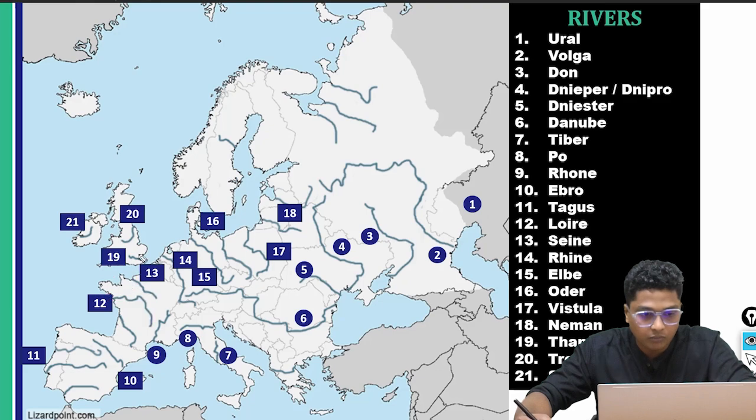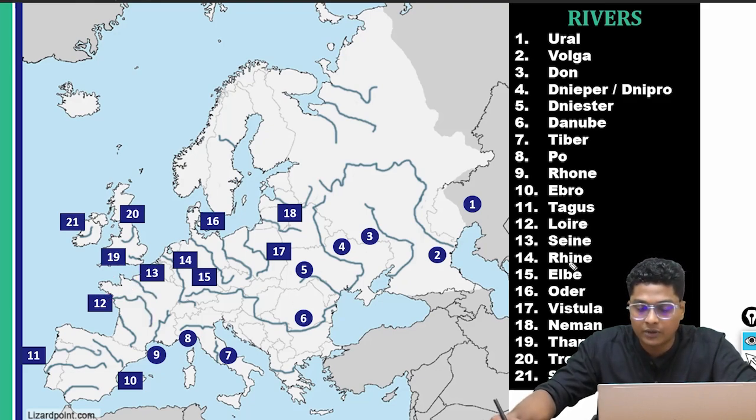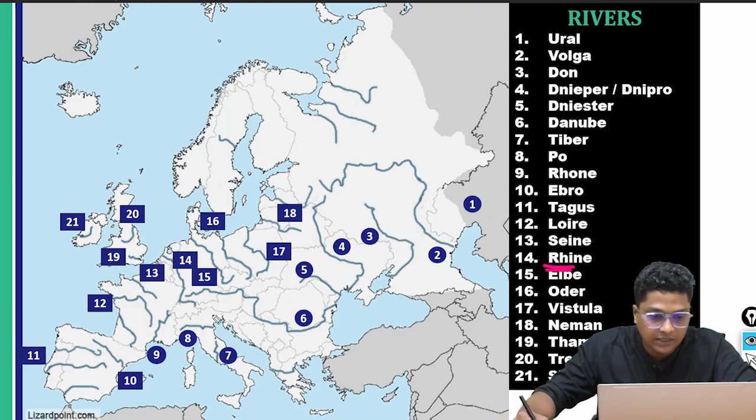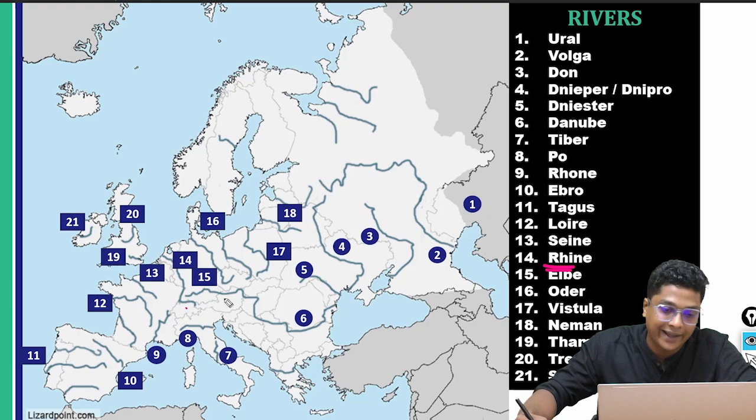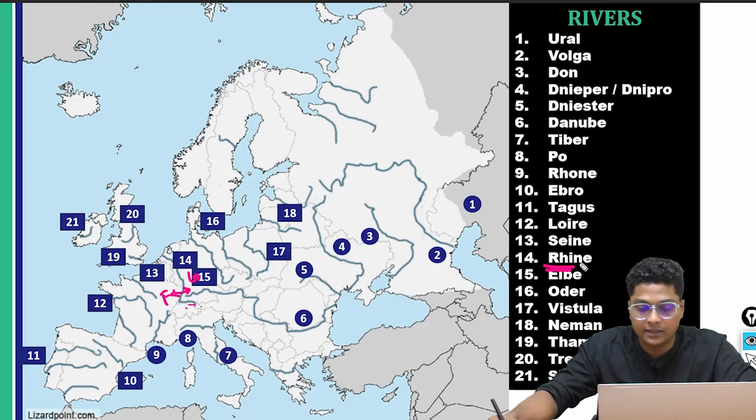Okay, fine. Now, the next important river is Rhine River. Starting from these regions, like here, we have the Switzerland region. This is the Alps region. This is Austria. From here, it is going towards Germany, and this is also a border river between France and Germany. So France and Germany, the border river is Rhine. Rhine is the border river.